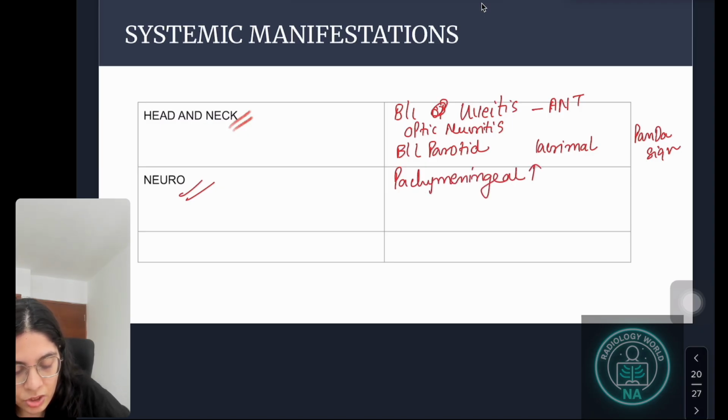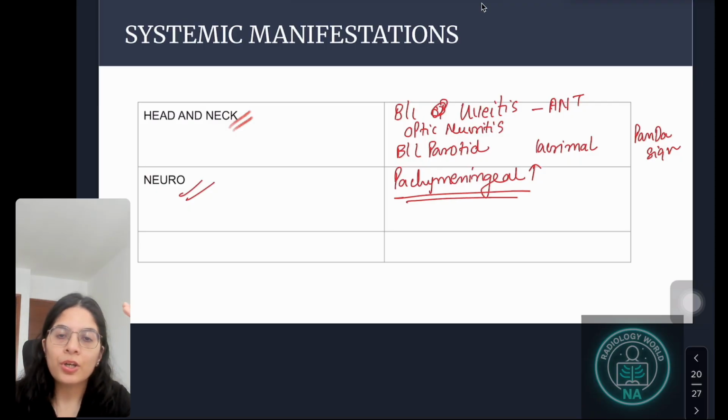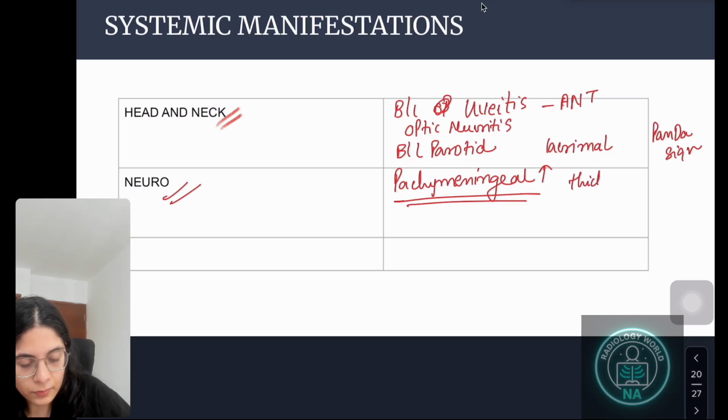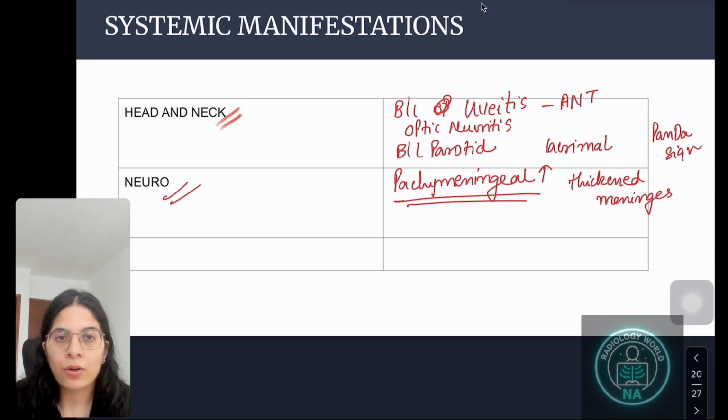Okay, pachymeningeal involvement. So what happens is that your dura and the arachnoid are going to basically show what? They are going to be thickened. So you will see thickened meninges. They will also show good contrast enhancement. So that is basically a pachymeningeal involvement.